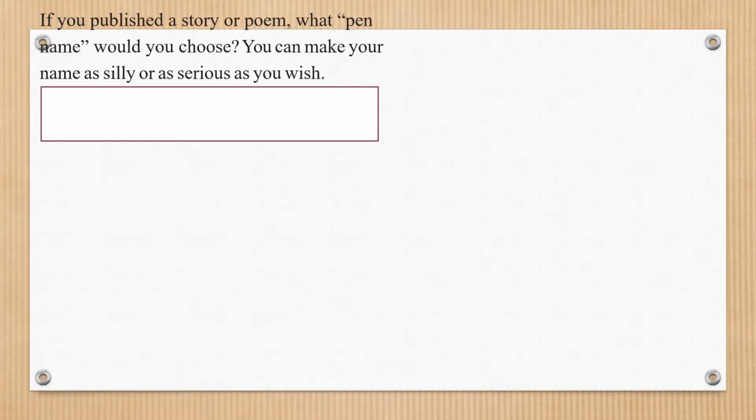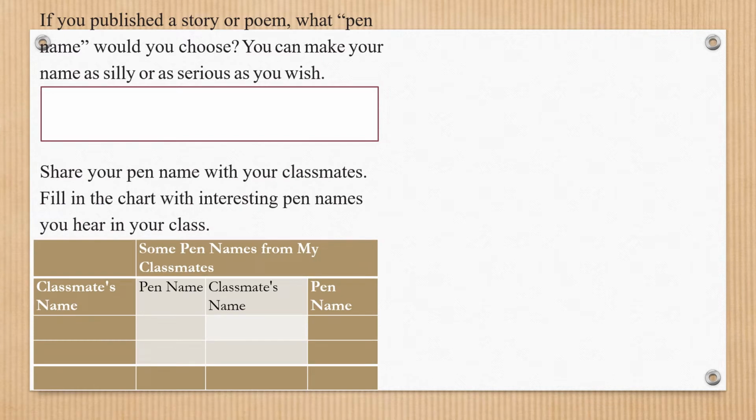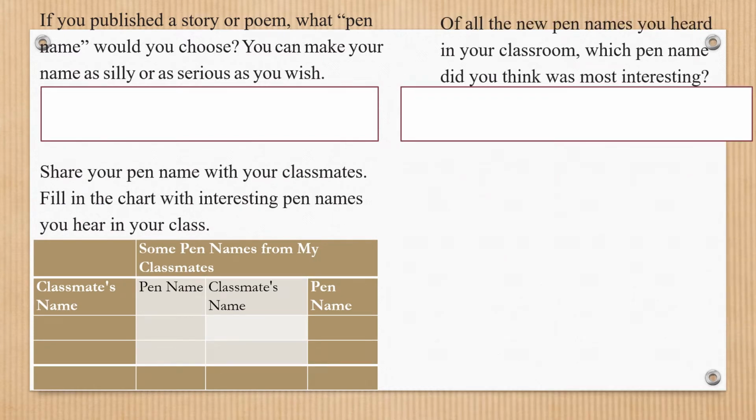Children, this is an activity. Try to find out the pen name for yourself. This is a homework.